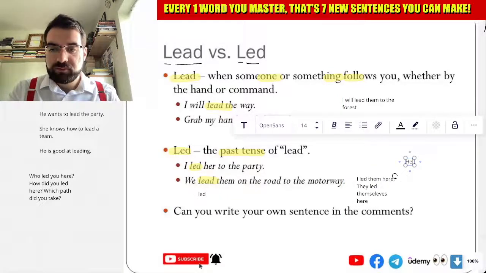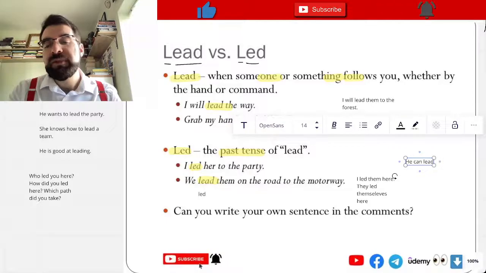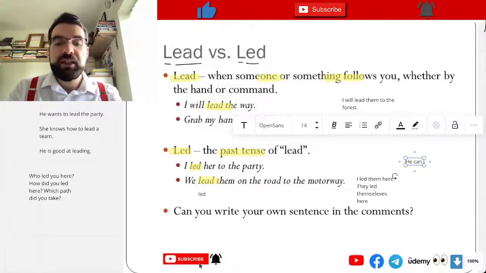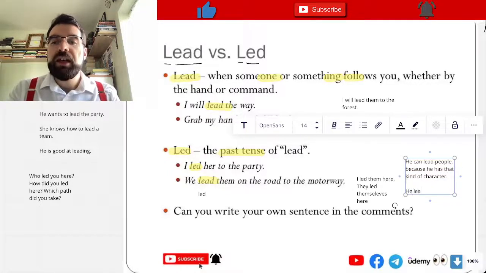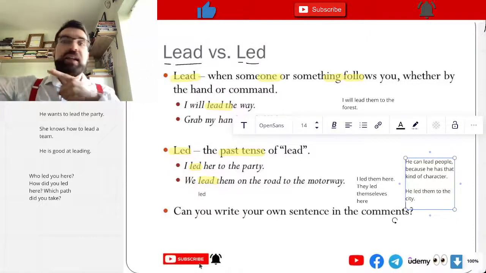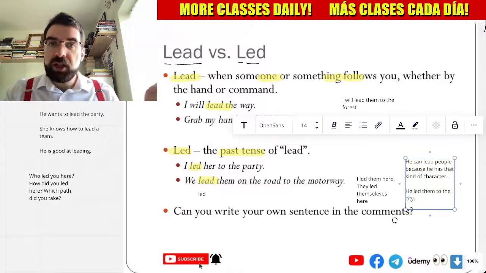He knew he can lead. He can lead people because he has that kind of character. He led them to the city. And here we are. How cool is that, language explorers?